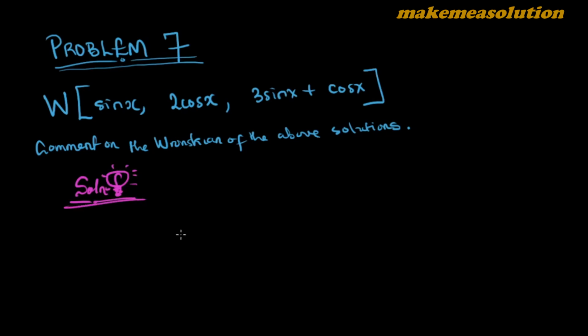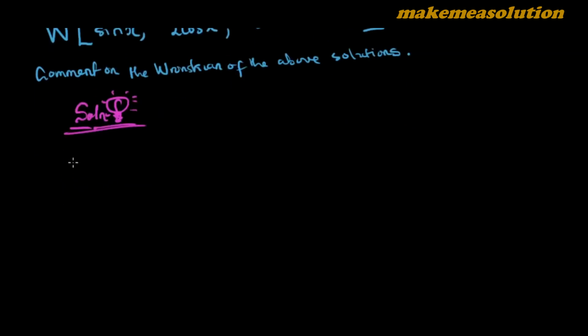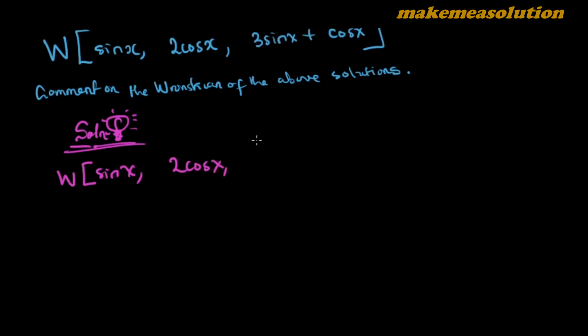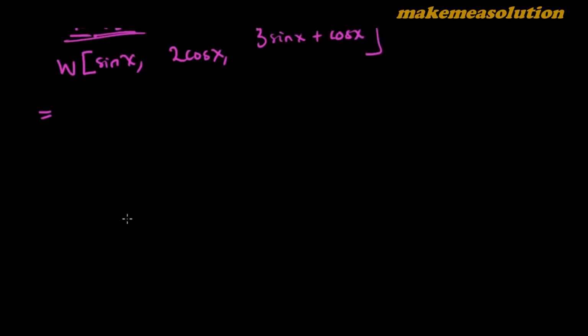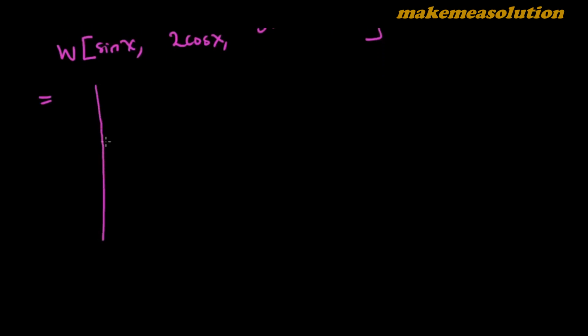To find the Wronskian, I'll just develop my Wronskian matrix immediately. So the Wronskian matrix for sin x, 2 cos x, and 3 sin x plus cos x is how the matrix will be. The first row I have sin x, then the derivative is cos x, and the derivative of cos x is negative sin x.